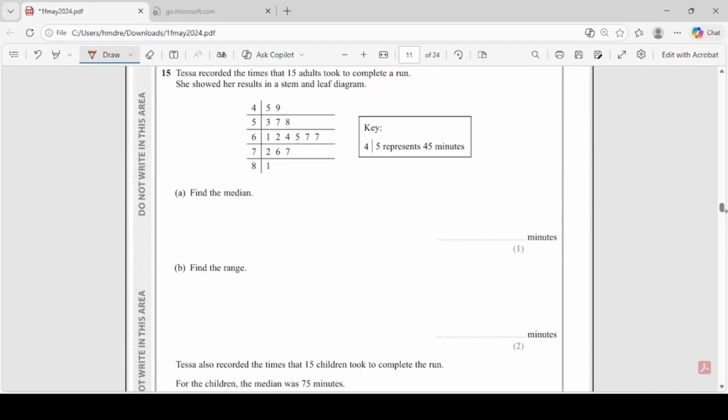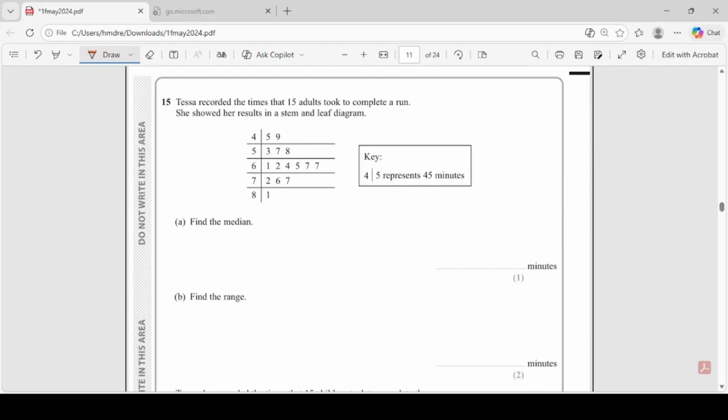Okay, question 15. Tessa recorded the times that 15 adults took to complete a run. She showed her results in a stem and leaf diagram. Okay, and then we've got this key. So 4, 5, that represents 45 minutes. So we can see here, we've got 45 minutes, 49 minutes, 53 minutes, 57 minutes, and they want us to find the median. So median means the middle number.